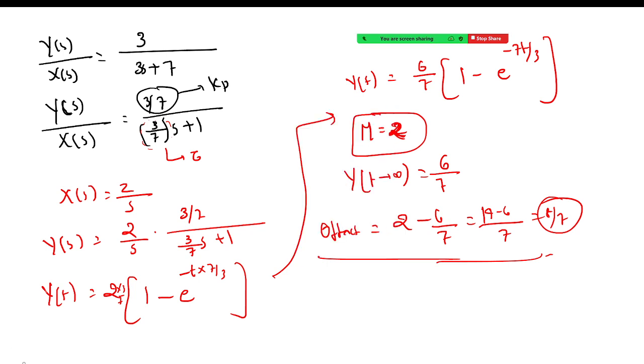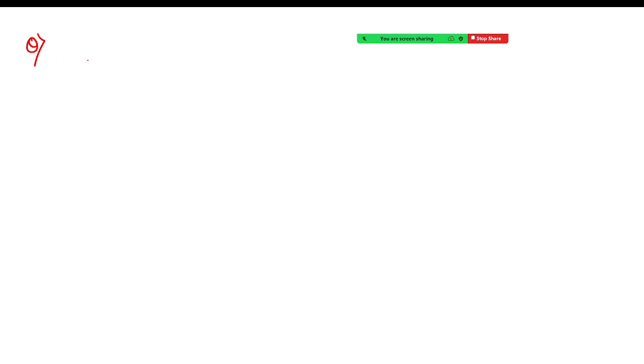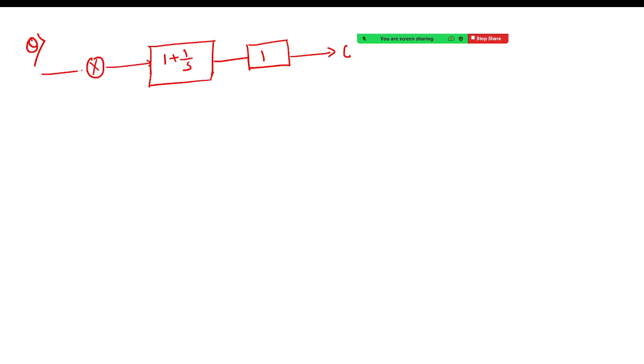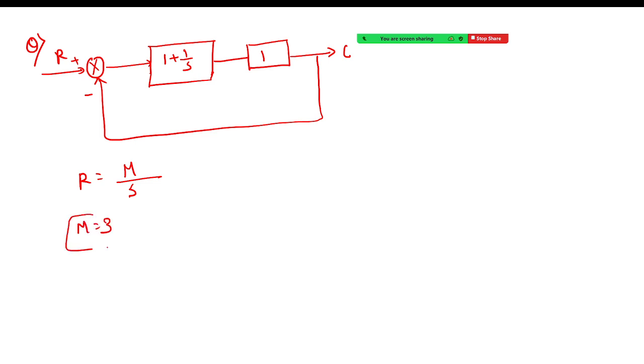Okay. So one more question you can solve on the offset, and this is a question from the Coughanowr book that I told you. This is your 1 plus 1 upon s, transfer function of controller, and this one is your 1. This is your C output. This is your input, and this is R. Fine. And again, I'll make it minus, that is plus, and I'll give R equal to m by s, where m is equal to 3. Fine. So calculate the offset for this process. Calculate the offset first.